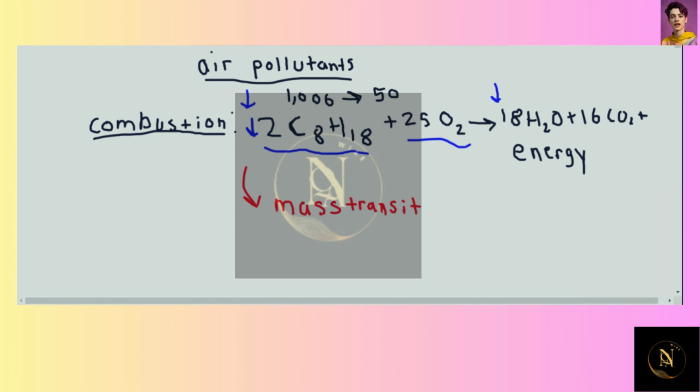So that's how the stoichiometry works. We're using fewer reactants because of mass transit, right? If we have more people on one bus, then we have more people per octane used, meaning we're going to have less CO2 being emitted. So that's the chemistry and stoichiometry behind this.